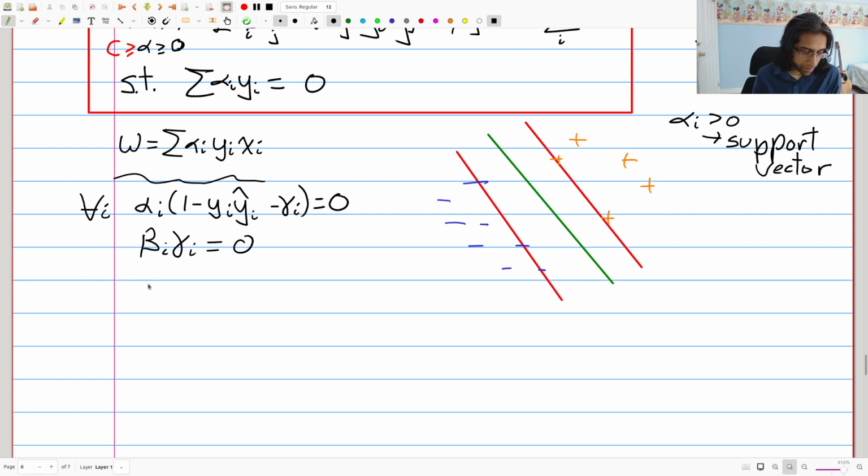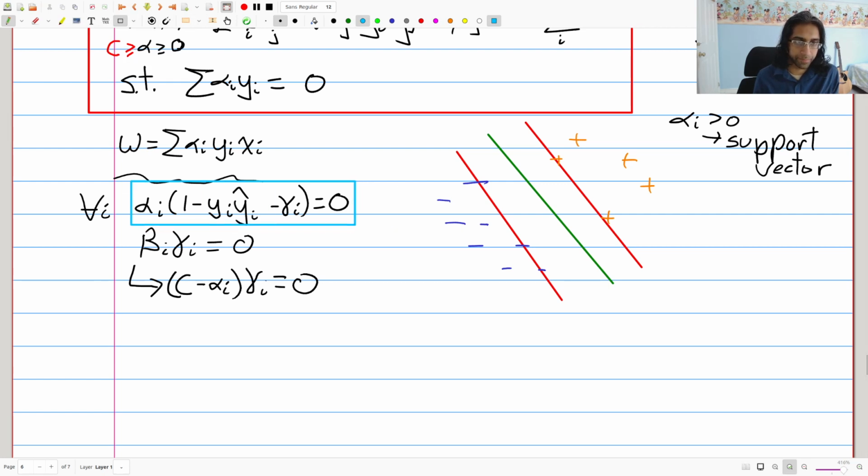Furthermore, remember that we had the substitution, we eliminated beta i, and this is just equal to C minus alpha i. So then we have (C minus alpha i) times gamma i is equal to 0. So these two right here are going to be the key complementary slackness conditions that we are going to use, this one and this one.